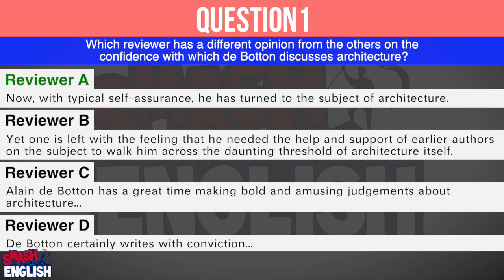We notice that A, C, and D all state that de Botton writes with a lot of confidence. B, on the other hand, suggests that the author seems as if he needs help. So B clearly has a different opinion to the others. The answer to our first question, then, is B.